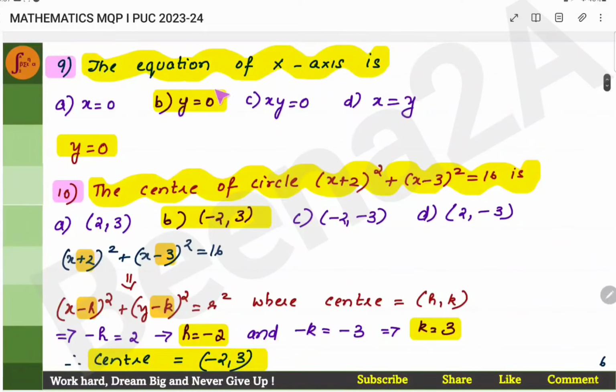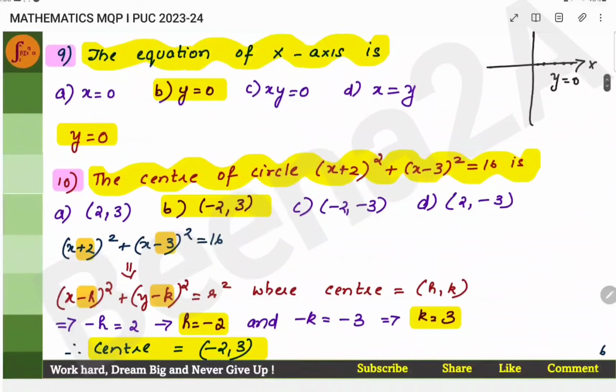Ninth one: the equation of x-axis is y is equal to 0. When you have a graph like this, this is the x-axis. The equation will always be y is equal to 0, because any point directly on the x-axis has no y coordinate, right? It is exactly on the x-axis, so there is no y coordinate, which means y is equal to 0. Thereby option B is the right answer.